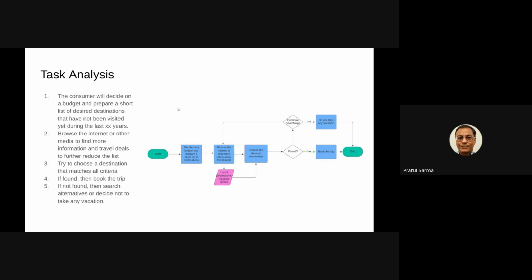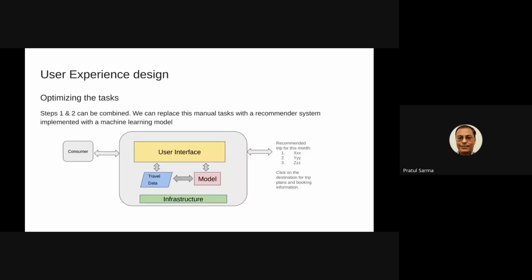And sometimes the user gets frustrated and either chooses not to take the vacation or books a trip at the last minute, which is not very satisfactory. So we can actually eliminate those first two steps of finding and shortlisting the trips by a machine learning model, like a recommender system.